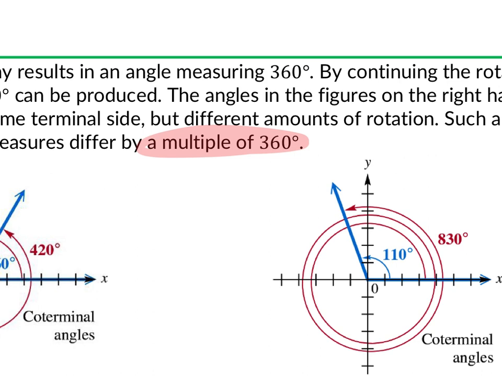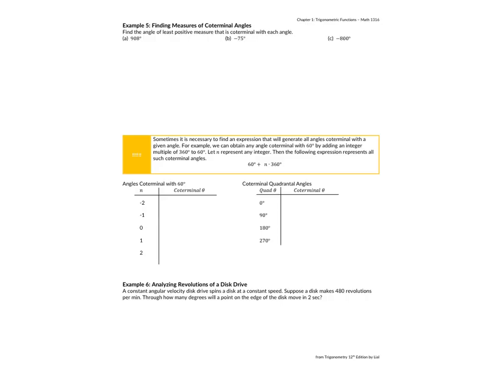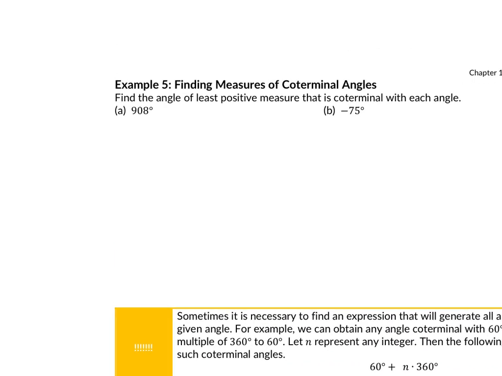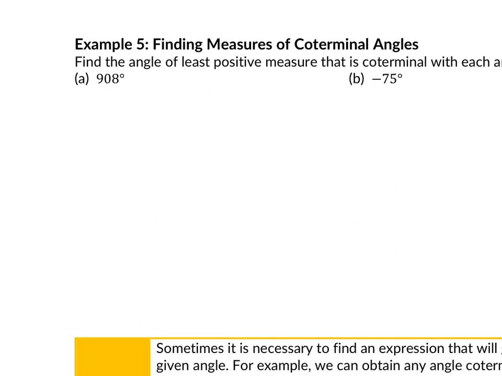So if that's the case, and I gave you the angle 908 degrees, I want to know what the least positive coterminal angle is with 908 degrees. So we've circled around the axis a few times. Let's start taking some of those revolutions off. The way I would solve this one is by saying 908 degrees minus 360 degrees. What is 908 minus 360?